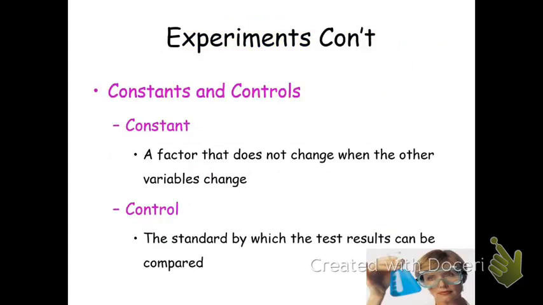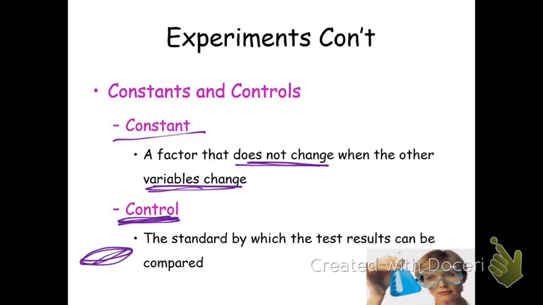We always have constants and controls within our experiments. A constant is a factor that does not change when the other variables change. So everything else in the experiment is changing, but we notice that this one thing is always staying the same throughout the entire experiment. And it's not staying the same because we are keeping it the same. It's just staying constant. Then we have this thing called a control, and that's what we compare all the other things to.